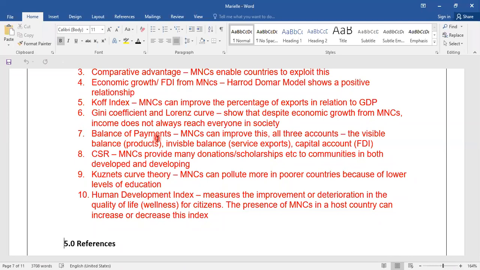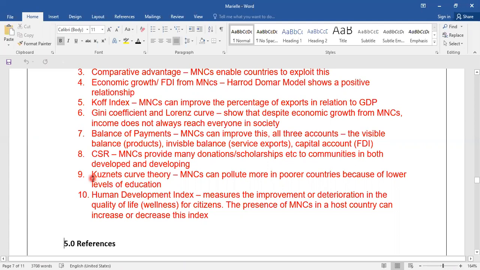Many of you discuss that your MNCs contribute to communities, grants, and so on, scholarships. This could be an opportunity to introduce a discussion on CSR. Many of you had said that pollution takes place more in the poorer countries than in the richer countries. And that's the Kuznets curve theory.